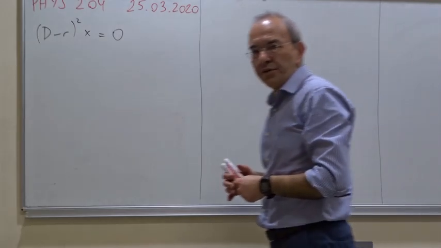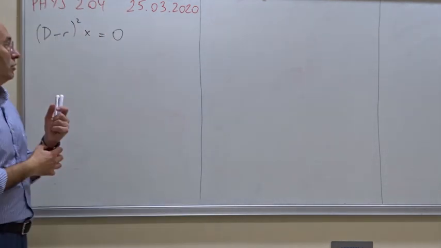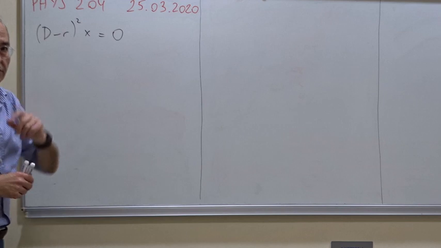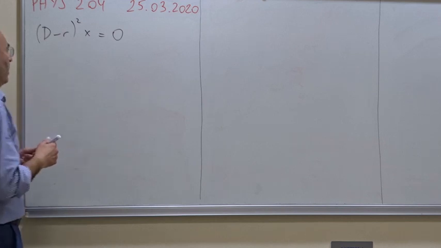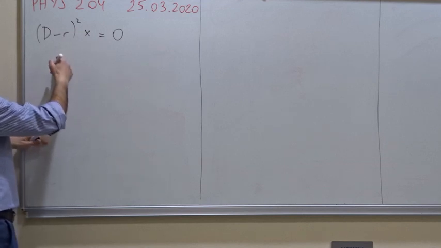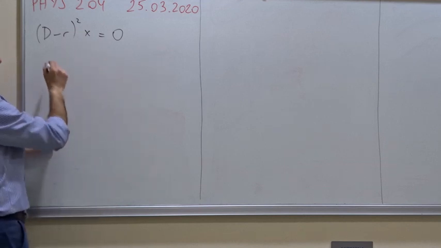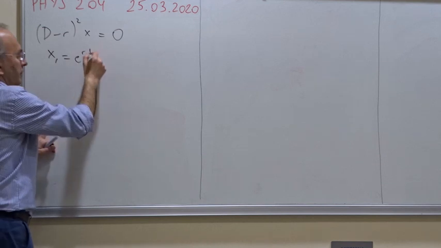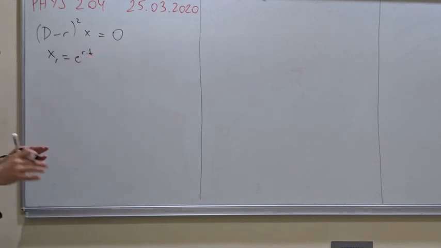Now let us try to find the second solution to this homogeneous differential equation. Homogeneous because there is a 0 on the right hand side. What is our expectation? We have the first one, e to the rt. We know this is the solution.